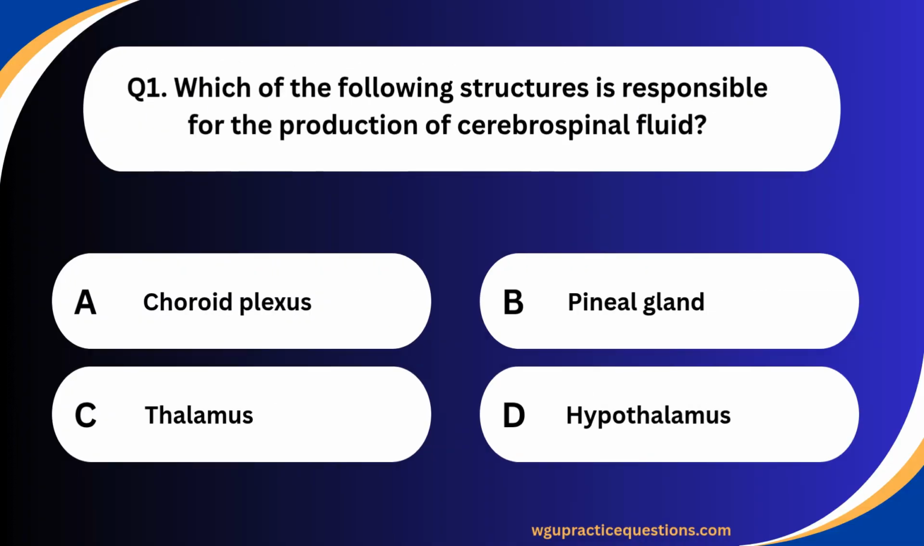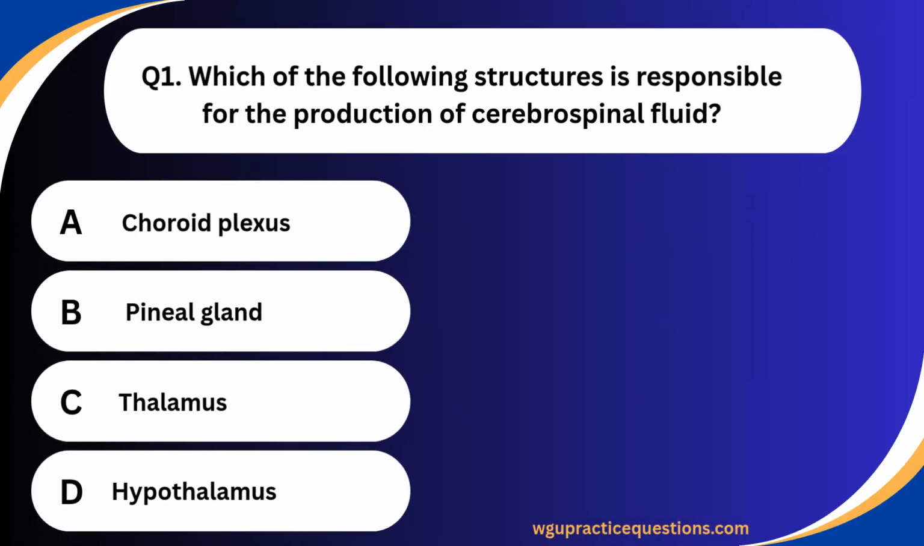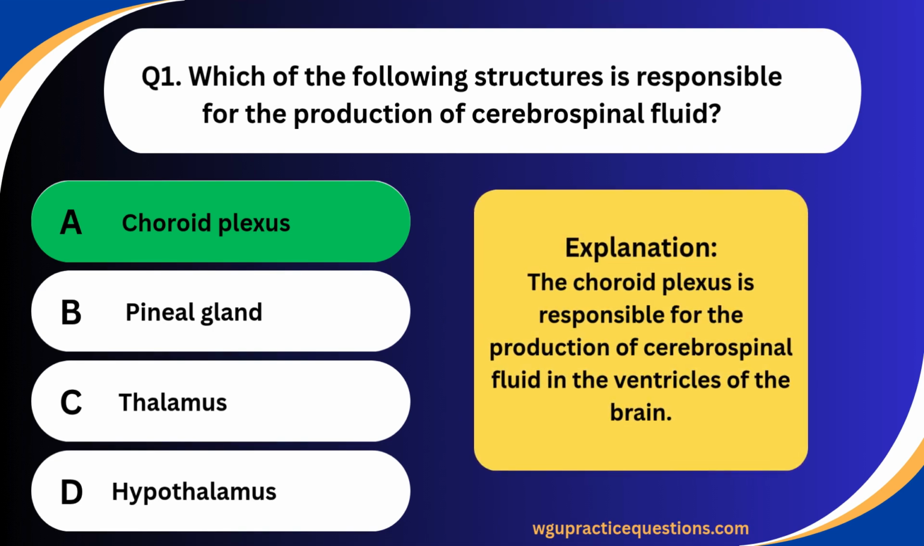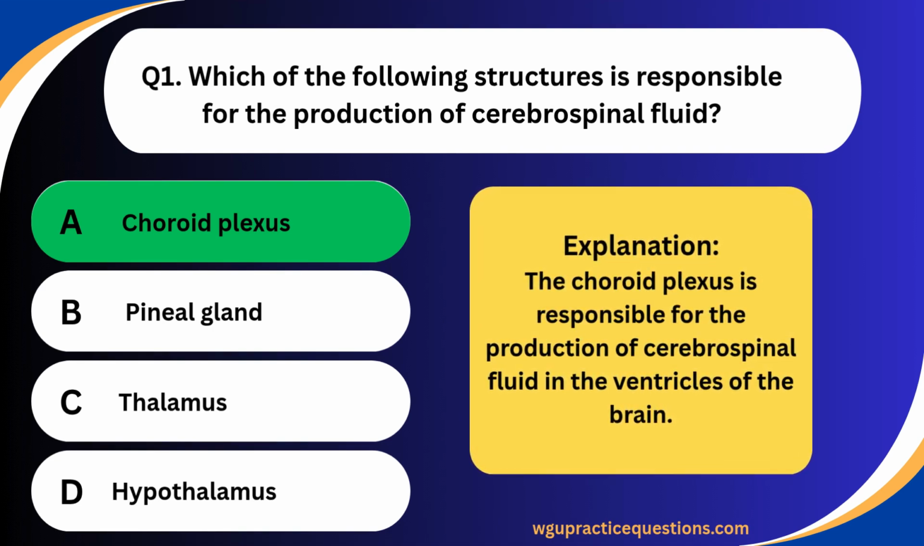Question 1. Which of the following structures is responsible for the production of cerebrospinal fluid? A. Choroid plexus. B. Pineal gland. C. Thalamus. D. Hypothalamus. Which one is the correct answer? The correct answer is A, choroid plexus. Explanation. The choroid plexus is responsible for the production of cerebrospinal fluid in the ventricles of the brain.